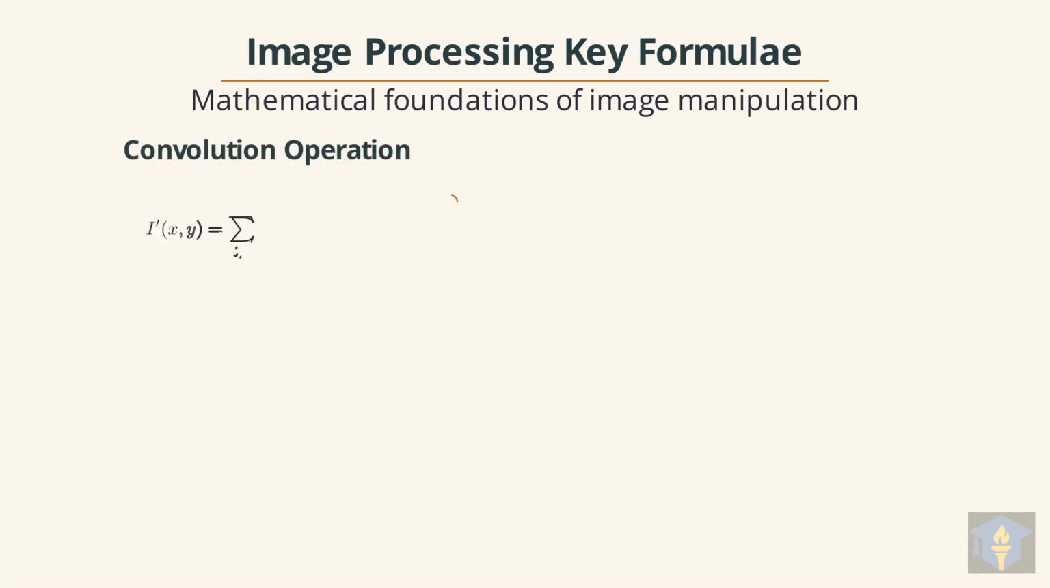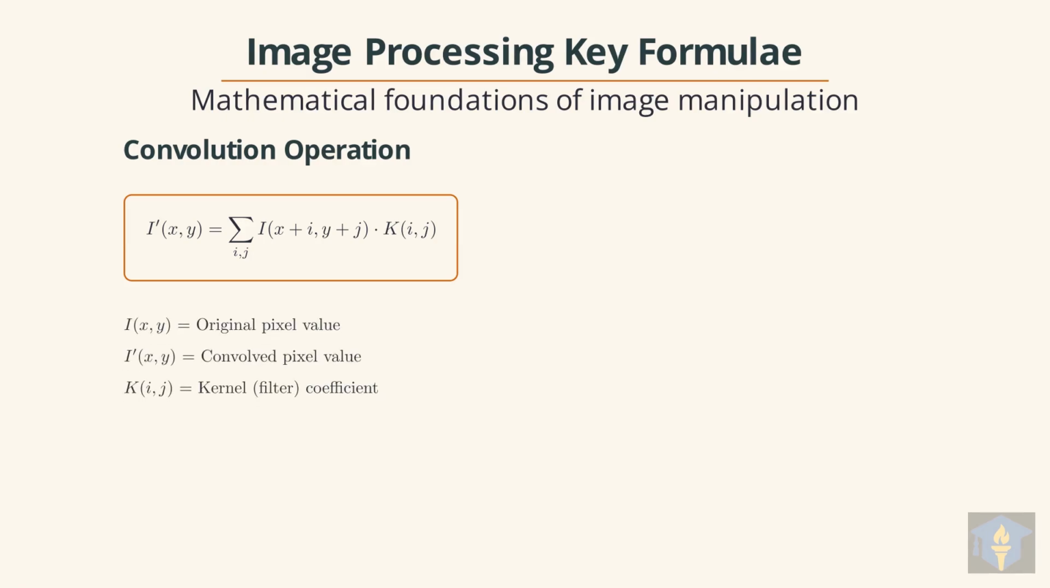Moving on, the convolution operation is a cornerstone for many image filtering tasks. The new pixel I prime of x, y is the sum of original pixel I at x plus i, y plus j, multiplied by the kernel k at i, j. Here, I of x, y again represents the original pixel value at its image coordinates, and I prime of x, y is the new pixel value resulting from the convolution operation.